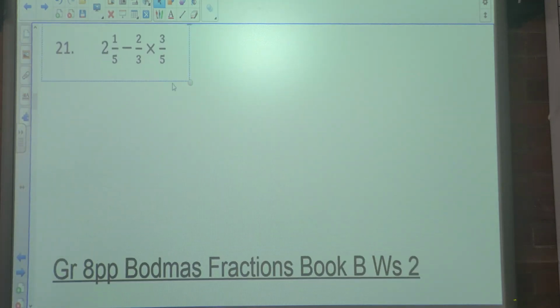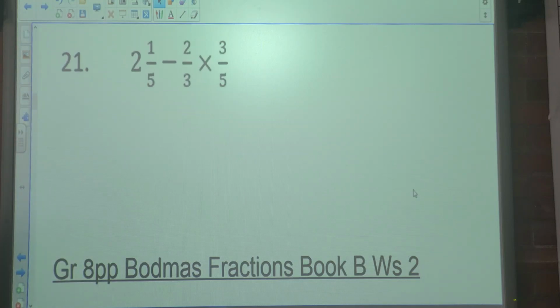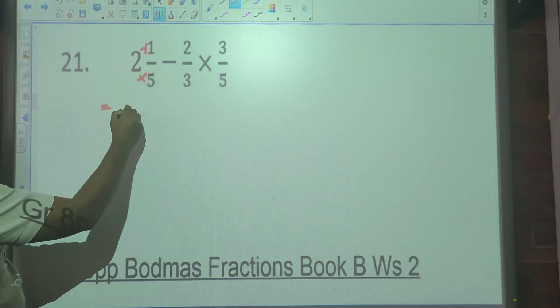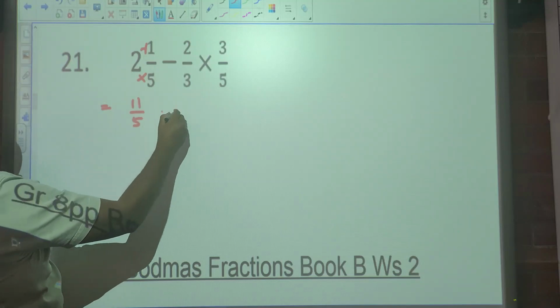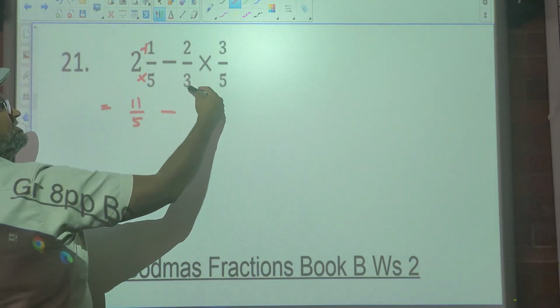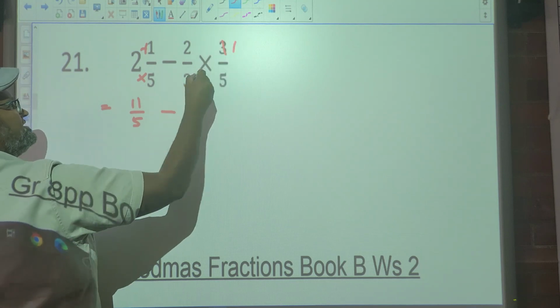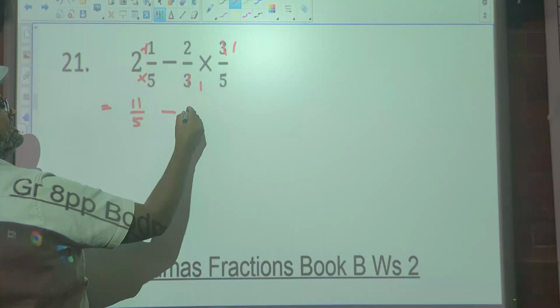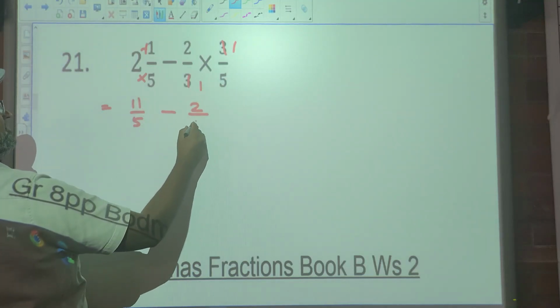Number 21. So we have 2 and a fifth minus 2/3 multiplied by 3/5. So first we're going to change that to an improper fraction. So it's going to be 10 plus 1 is 11 over 5. Minus. Is there anything you can cancel here? Yes. 3 going into 3 once, 3 going into 3 once. And there? No. 2 multiplied by 1 is 2 over 1 multiplied by 5 is 5.